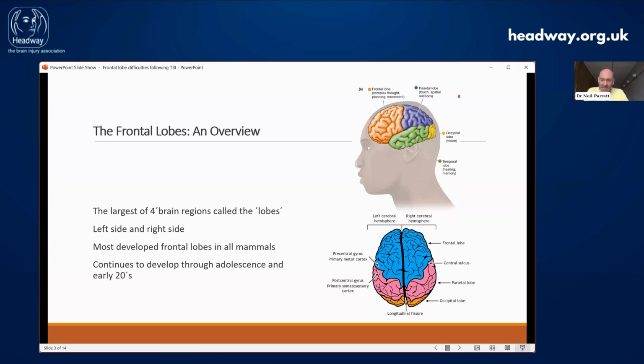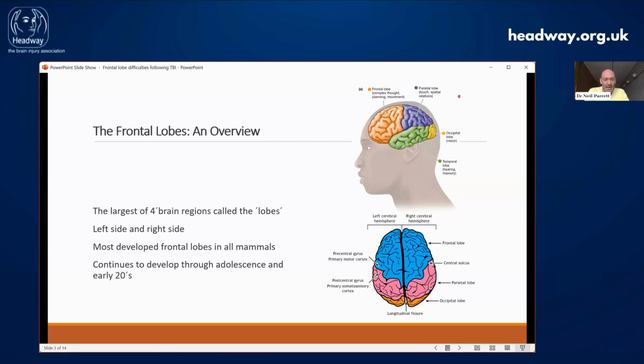And then at the front, you can see probably the biggest lobe. The bottom picture is from above looking down. You can see the large area that the frontal lobe covers from the front of your forehead to about the middle of your skull. So the frontal lobes are particularly well developed in humans compared to all other mammals. It's the bit that differentiates us from other creatures and is involved in some of the higher level functions that we're able to do.